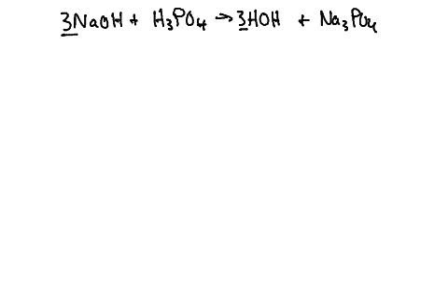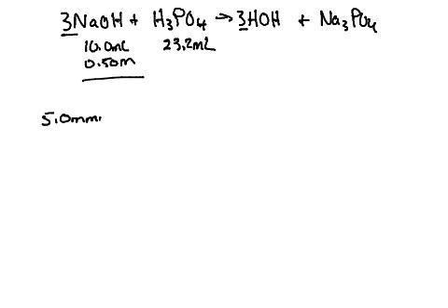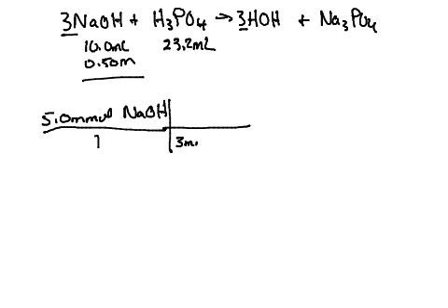Now, what do I know about this? We've got 10 milliliters of 0.5 molar sodium hydroxide, and the phosphoric acid is 23.2 milliliters. Hey, same volume again. I made these up in my brain, so it's probably demented. So M times V here, that is 5 millimoles of NaOH. The only thing here that's going to be different, ladies and gentlemen, is instead of a 1-to-1 ratio, I'll say 3 millimoles of NaOH is equal to 1 millimole of H3PO4.